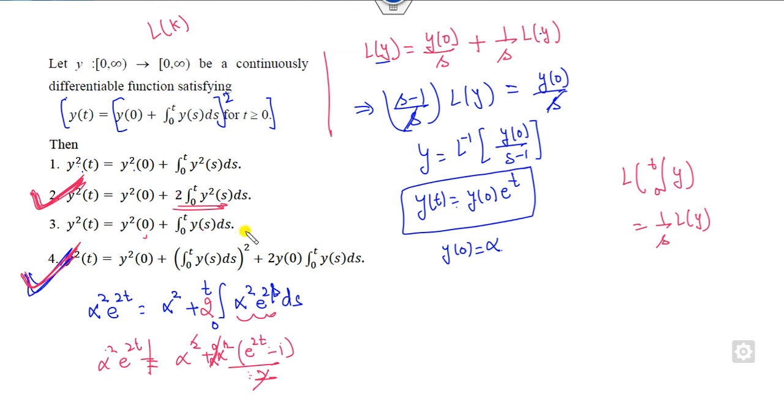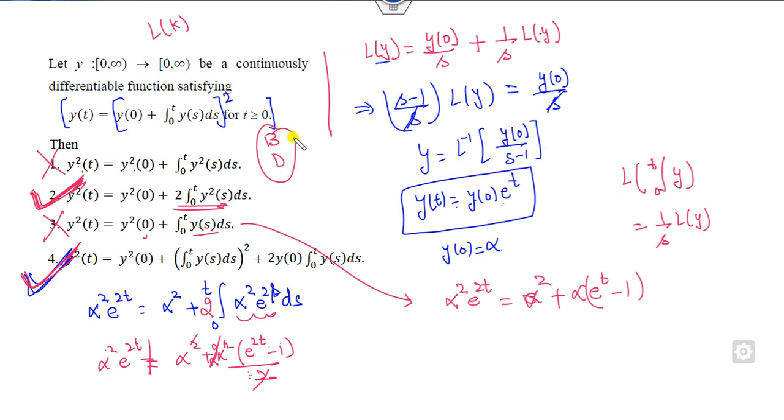Again, this option is cancelled out. Why? Because the left hand side is alpha square e raised to power 2t. This is alpha square. What is the integration of this? Alpha is outside, e raised to power t minus 1. It will not be cancelled out. So this option is cancelled. Similarly this. So B and D are my correct options.